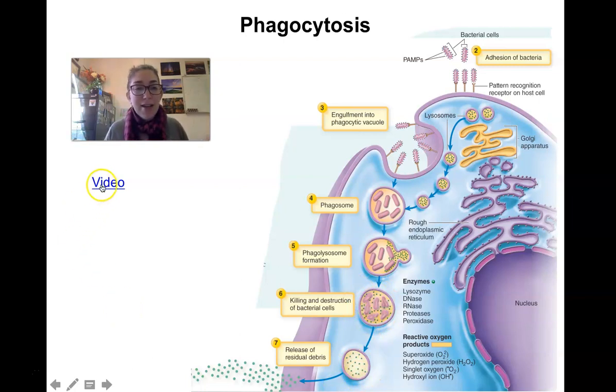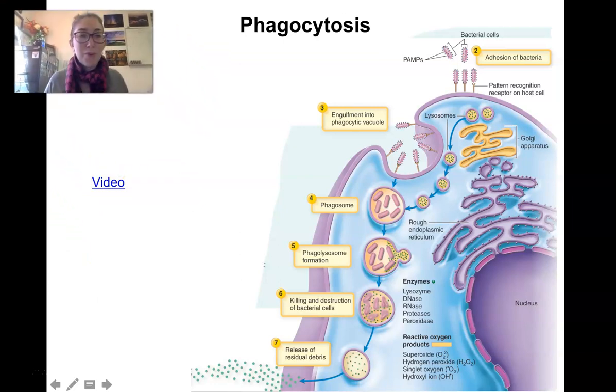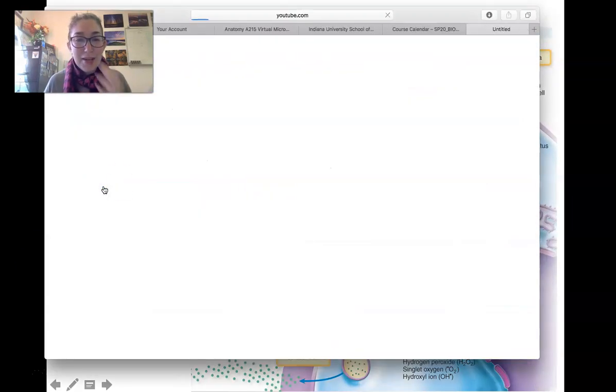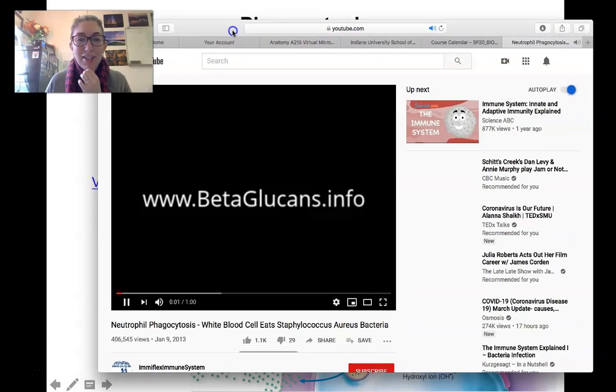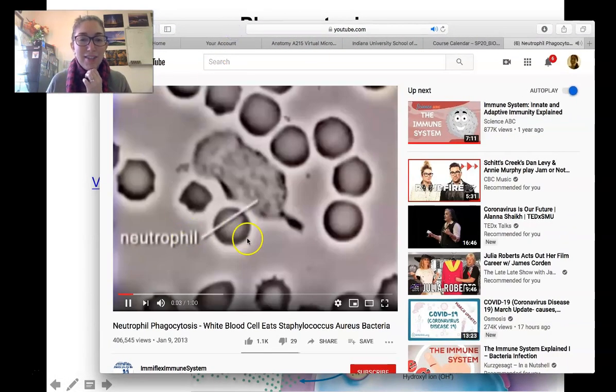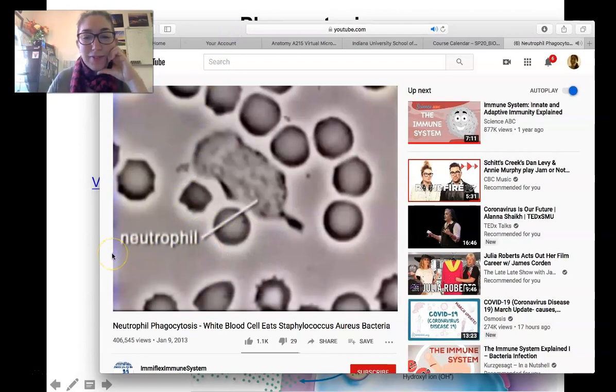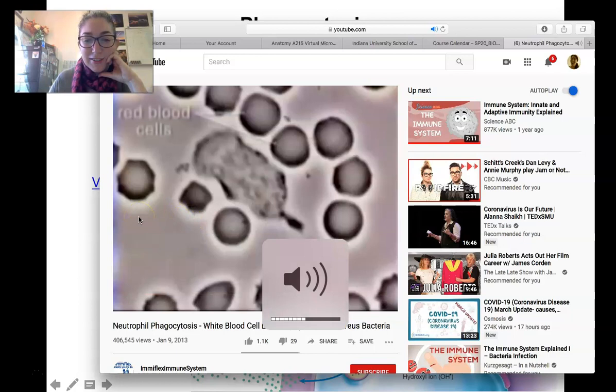I'm going to show you this video because I have this tendency to anthropomorphize and talk about bacteria like they're little cartoony creatures, but it really does look cartoony in real life. So this is a video of an actual macrophage, or I guess it's a neutrophil, chasing a bacteria in the midst of red blood cells.